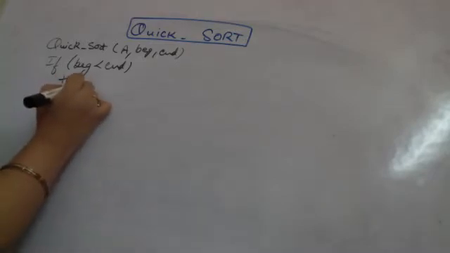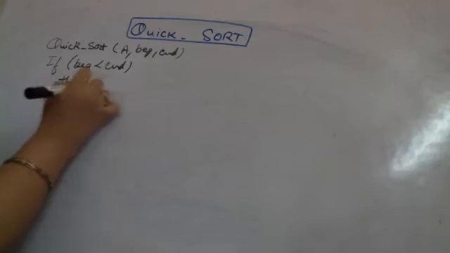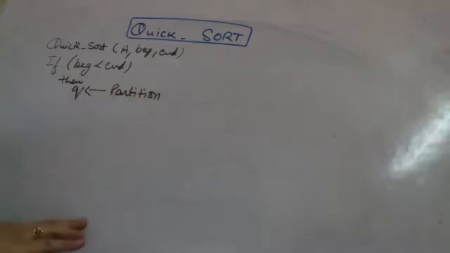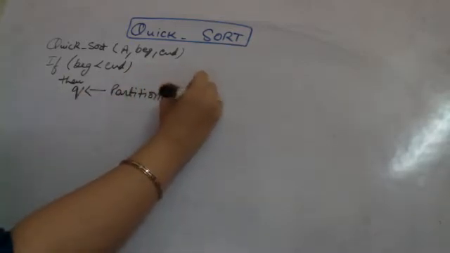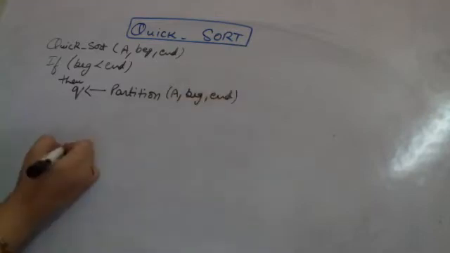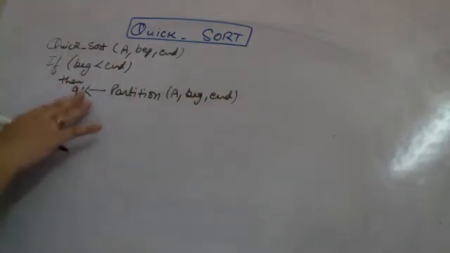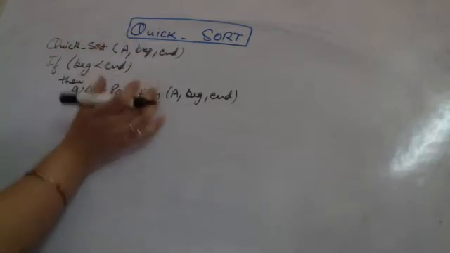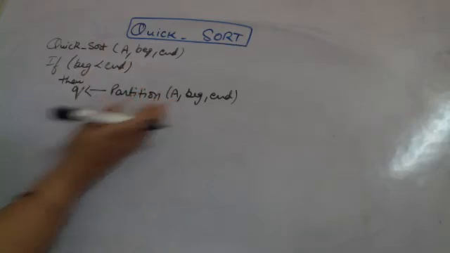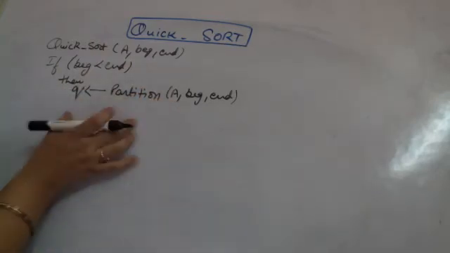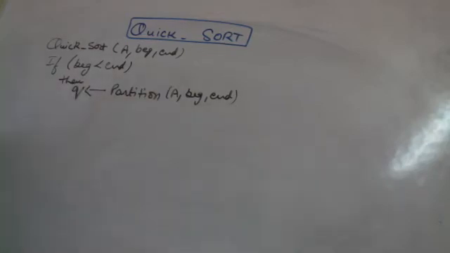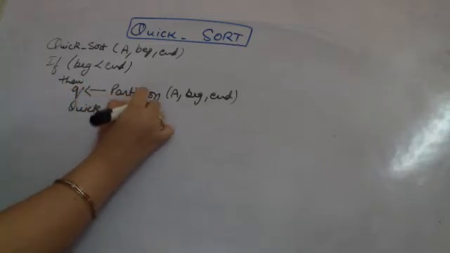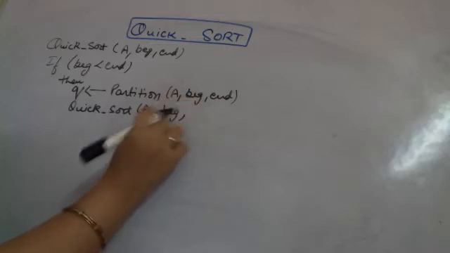Then I am taking some q to be the partition. So I partition this. I will be calling another function, partition, which I will define on A from beginning to end. And I am now calling quick sort again on the left half according to the partition and the right half according to the partition. After the partition call, what will happen? My array would have been partitioned, with elements smaller than q in the left and elements bigger than q in the right half of the array. So I again call quick sort on the left half, which is from A beginning to q.